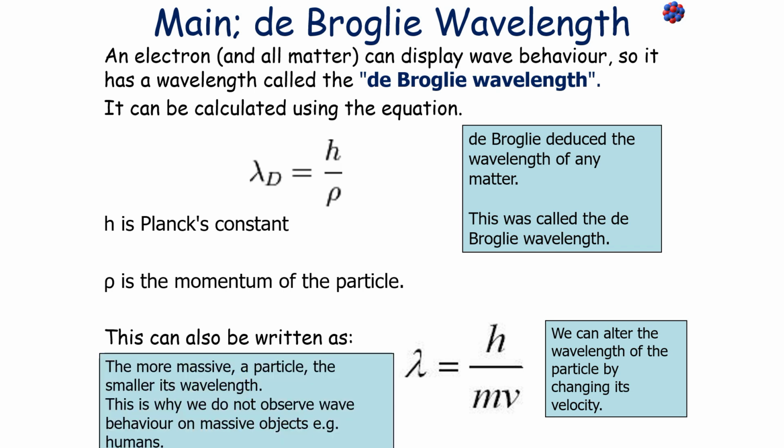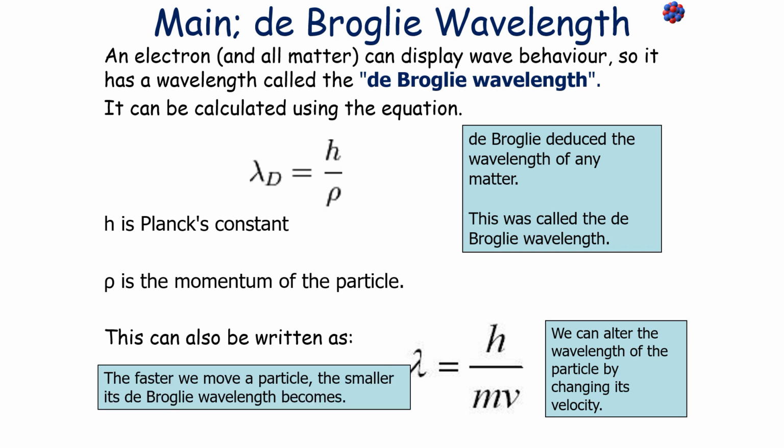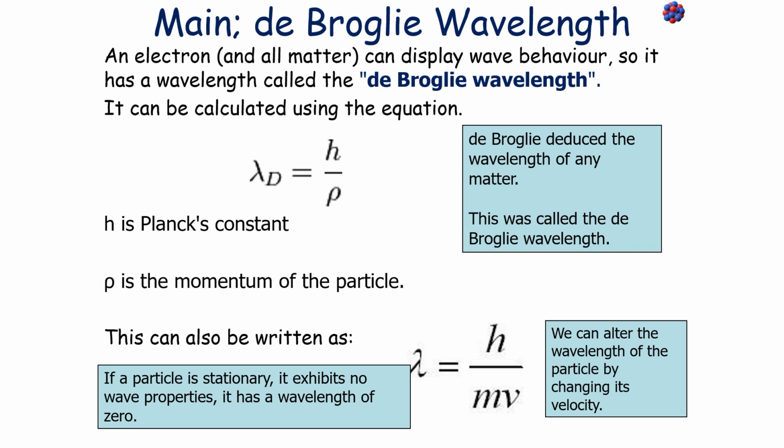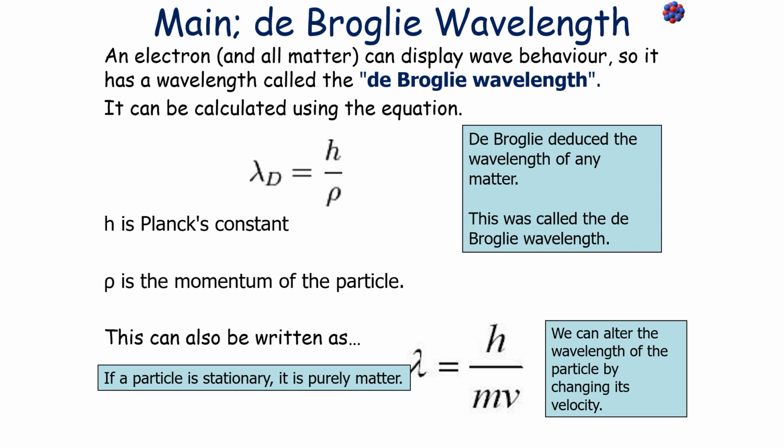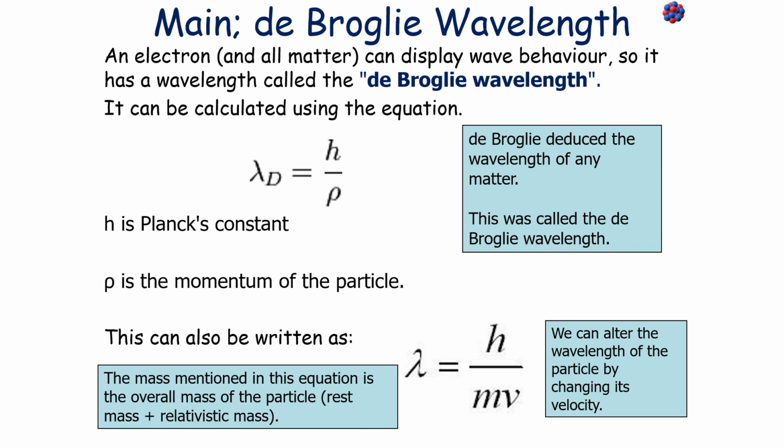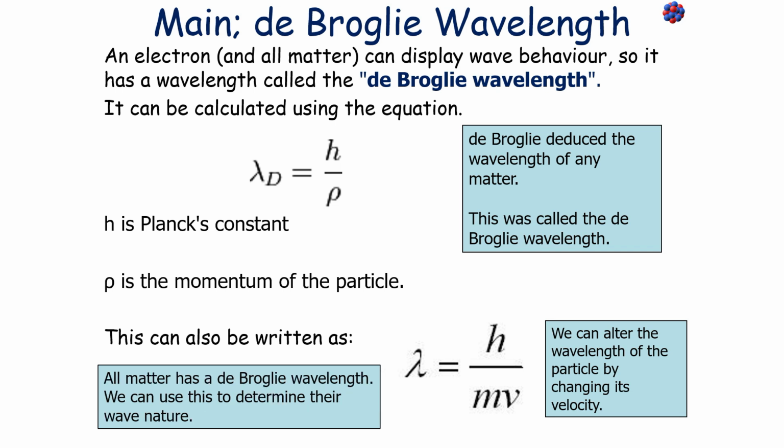The more massive a particle, the smaller its wavelength, which is why we don't observe wave behavior on massive objects such as humans. The faster we move a particle, the smaller its de Broglie wavelength becomes. If a particle is stationary, it exhibits no wave properties. It has a wavelength of 0. If a particle is stationary, it is purely matter. Now, the mass we use in this equation is the overall mass of the particle, the rest mass plus the relativistic mass. Now, all matter has a de Broglie wavelength, which we can use to determine their wave nature.